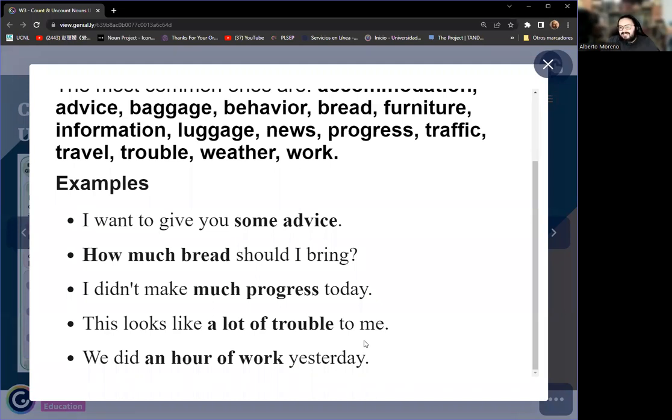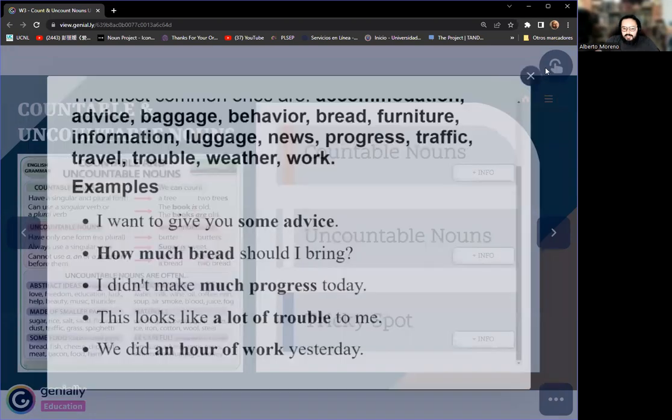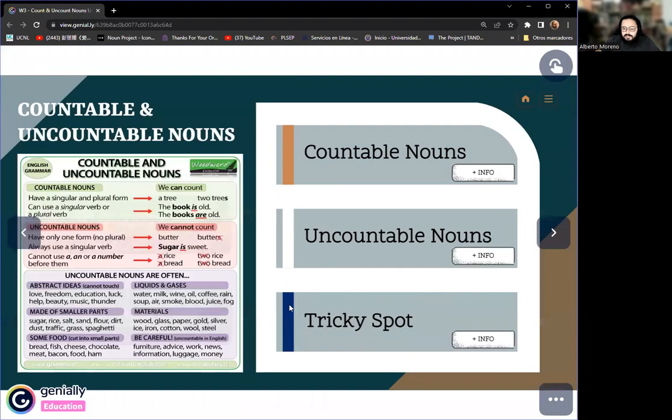Trouble en español es contable. Un problema, dos problemas, pero en inglés no. And we did an hour of work yesterday. Hicimos una hora de trabajo el día de ayer. Ok. Hasta aquí. ¿Alguna duda, pregunta que tengan, chicos, chicas? Los escucho y las escucho.